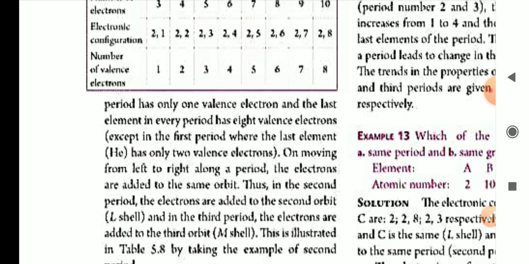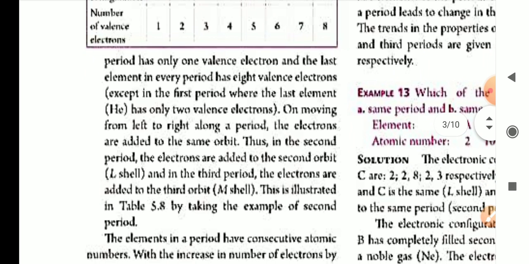On moving from left to right, we will see that one electron is added on the same orbit. In the second period, the electrons are added to the second orbit. In the third period, one electron is added on the third orbit.